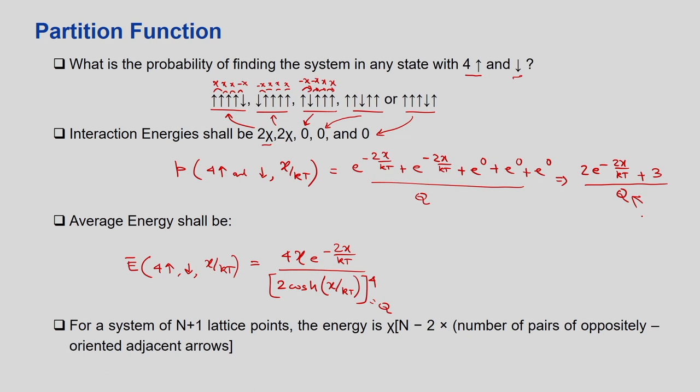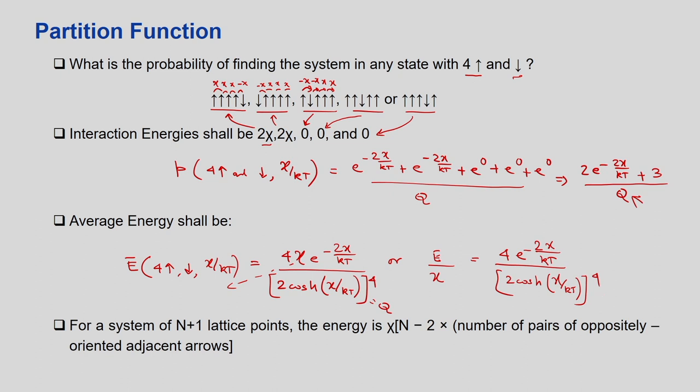This is the expression. I am not doing the derivation, or you can write it in this manner also, as sometimes they write by this function. Just take this particular term on the LHS as the denominator, and everything else remains the same. So it becomes 4 e to the power of minus x by kT divided by 2 cosh. This is the average energy.